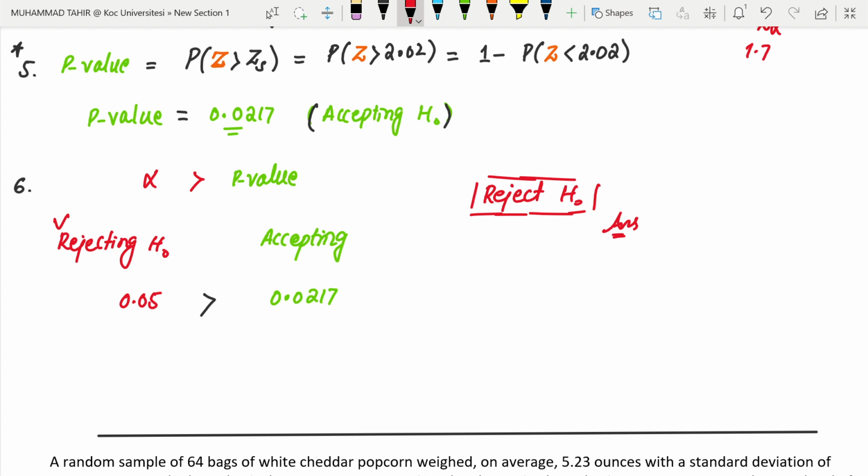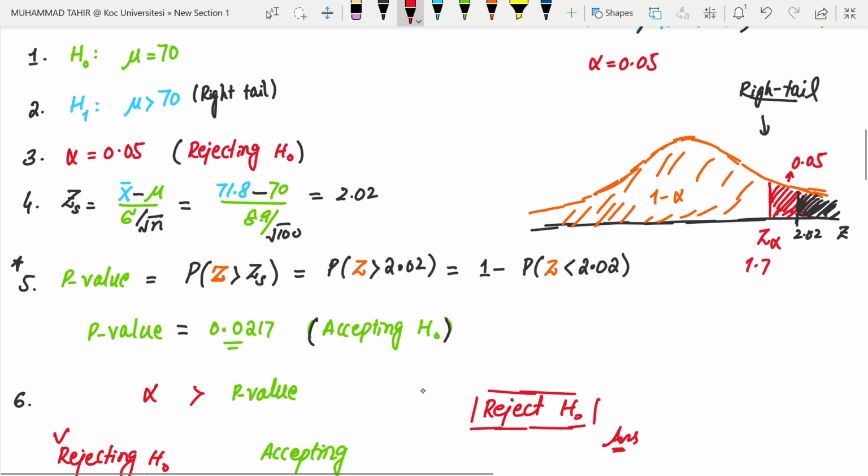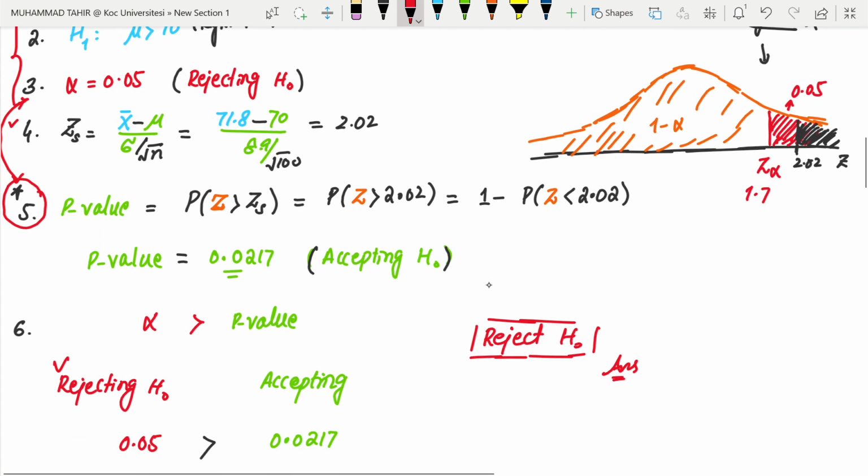So what we do in the p-value test: the first 3 steps are the same. In the first steps we calculate z sample, as in the z-test, and the only different step is step 5. We calculate the p-value and then just compare it with alpha. Whichever is bigger wins, rejecting or accepting. So you don't need to memorize this equation. What you need to remember is that the p-value gives you the probability of accepting H0.